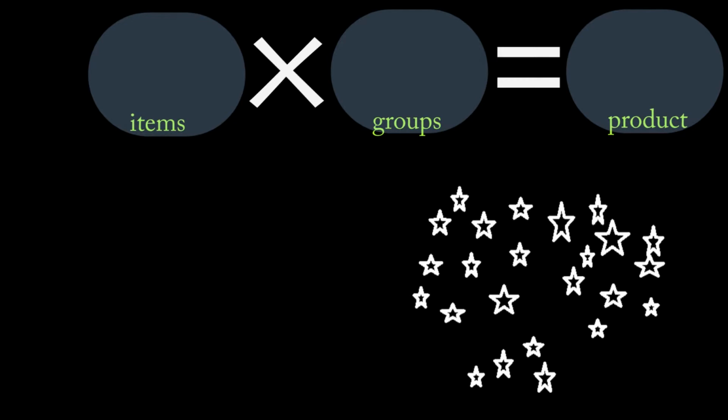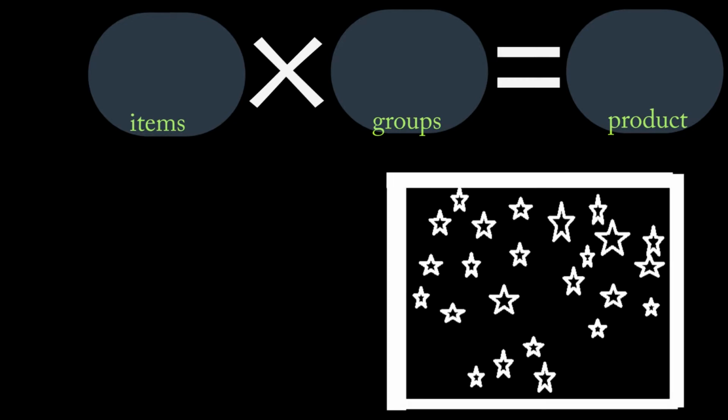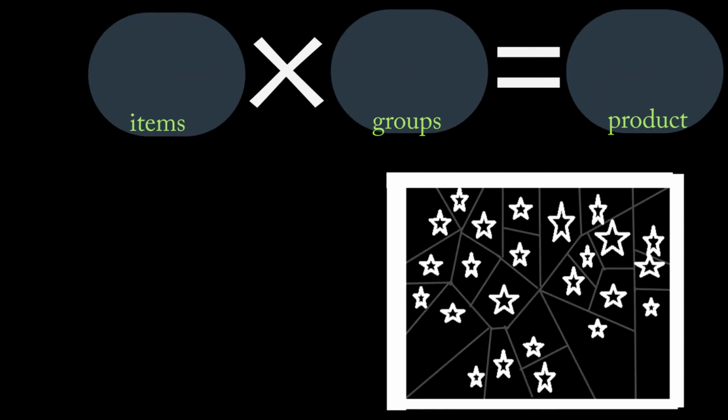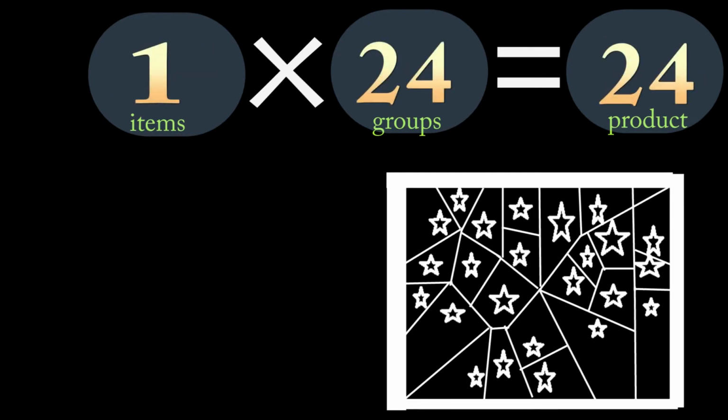Here are 24 stars. 24 stars can be seen as one group with 24 items, and 24 times 1 equals 24. You can also think of this as being 24 groups of 1 star each. Your product will be the same. You still have 24 items total.